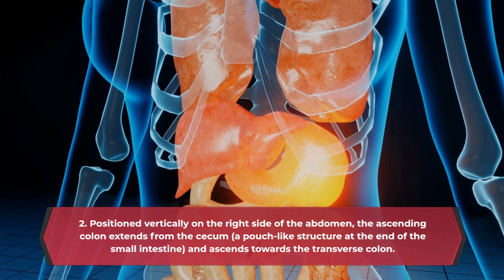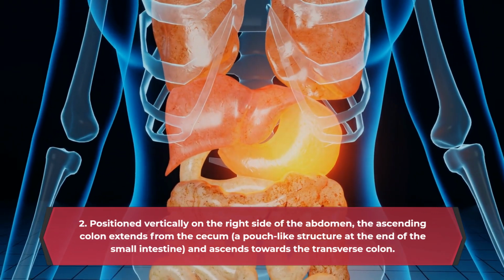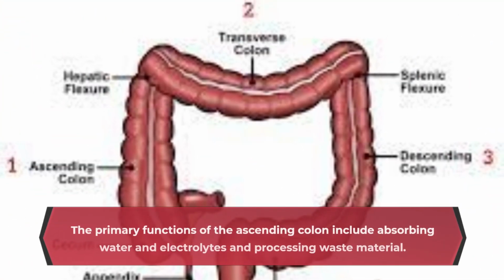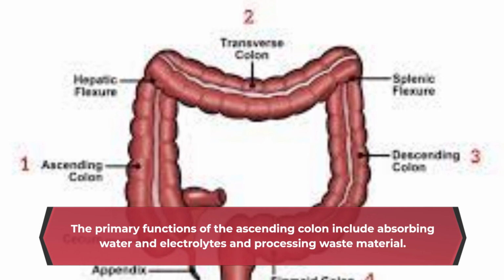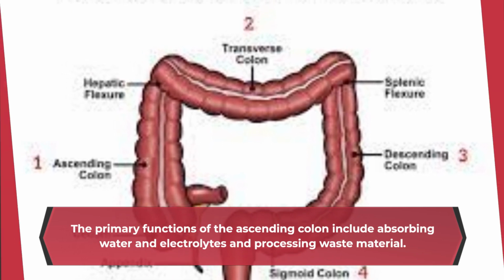2. Ascending colon. Positioned vertically on the right side of the abdomen, the ascending colon extends from the cecum, a pouch-like structure at the end of the small intestine, and ascends towards the transverse colon. The primary functions of the ascending colon include absorbing water and electrolytes and processing waste material.